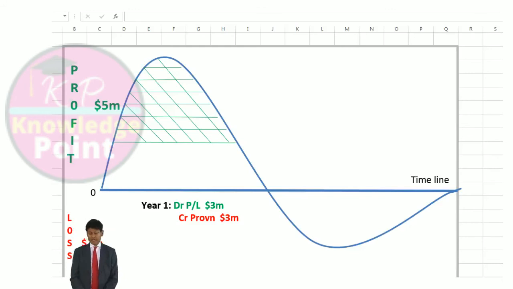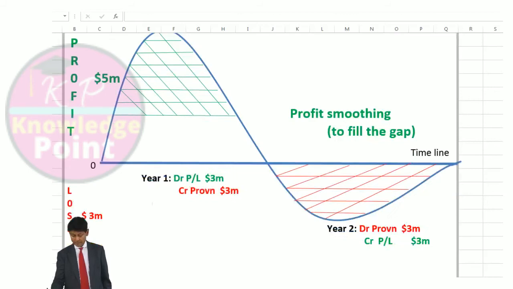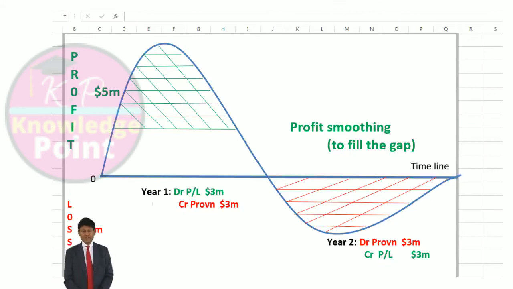Okay, now comes the next step. A bit of profit smoothing going on to fill the gap. So what I've done is I've picked up my shaded bit on the left and pushed it to the right into the new year. In the first year, I debited P&L 3 million and credited provision with 3 million. In the new year, I'm doing it the other way around, debit provision and credit P&L. I look at the head office and say, well, actually, it's okay, I shouldn't have made that provision last year. So these are what unscrupulous directors do.